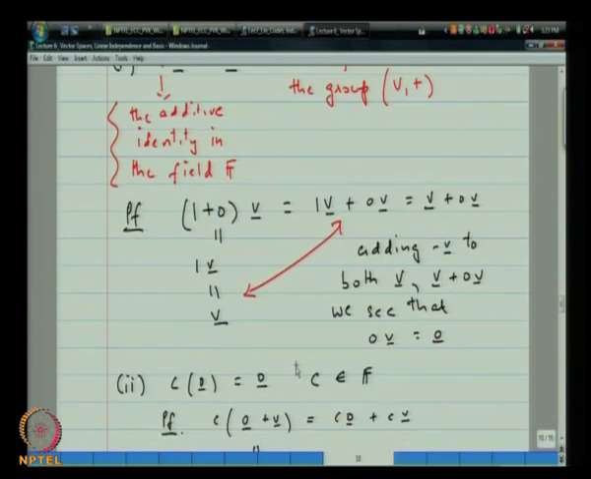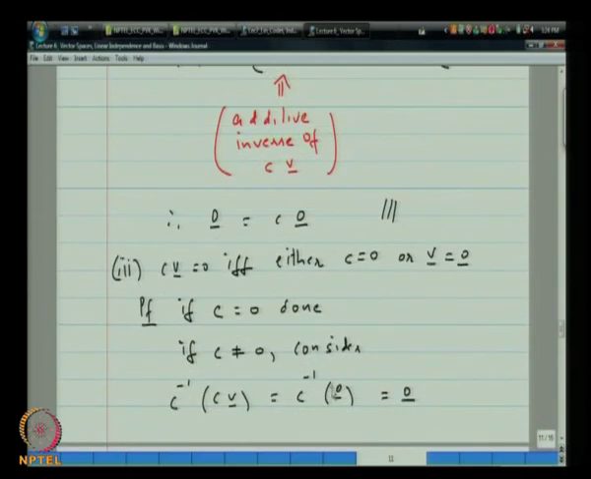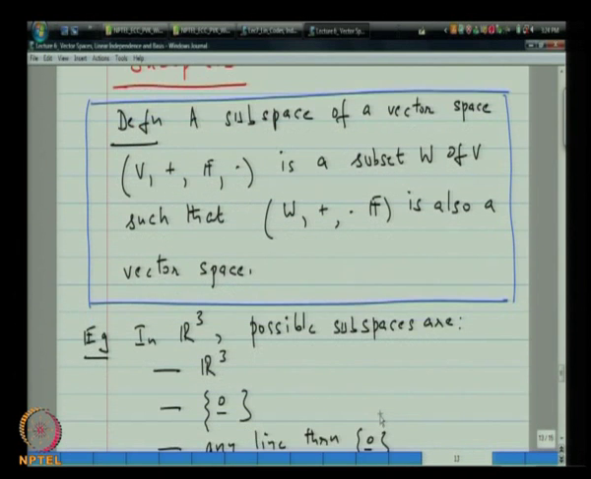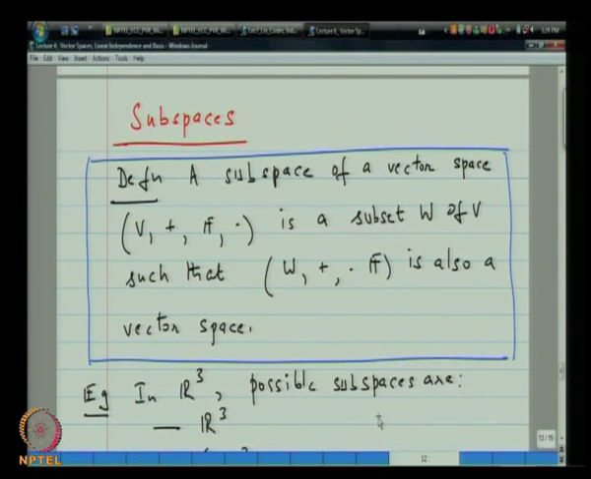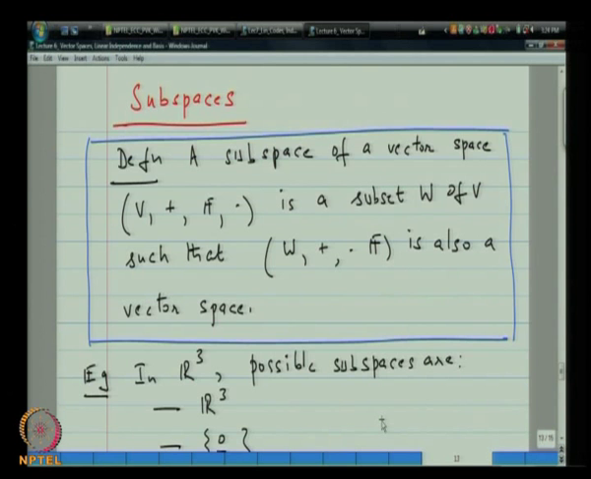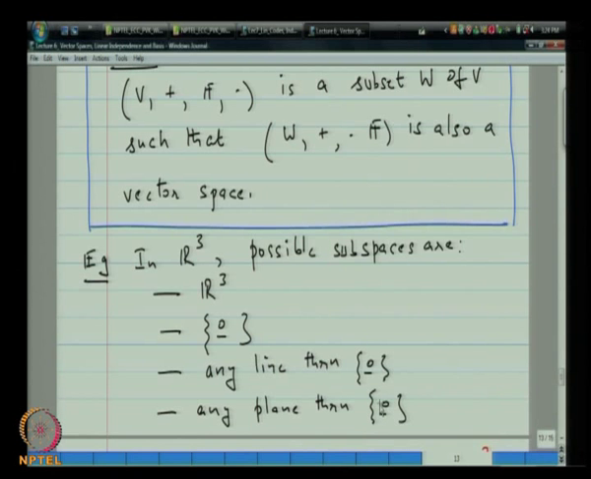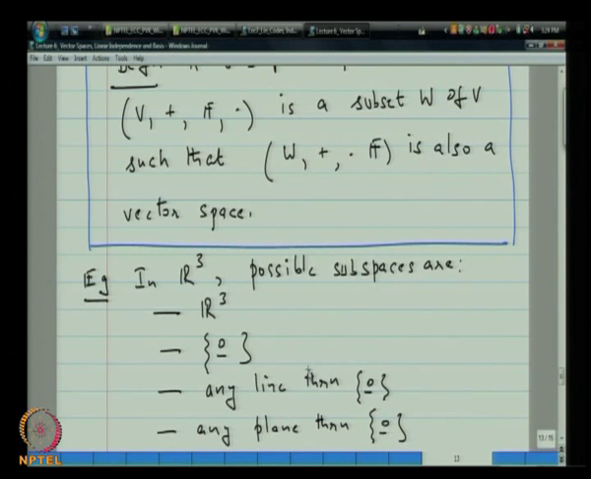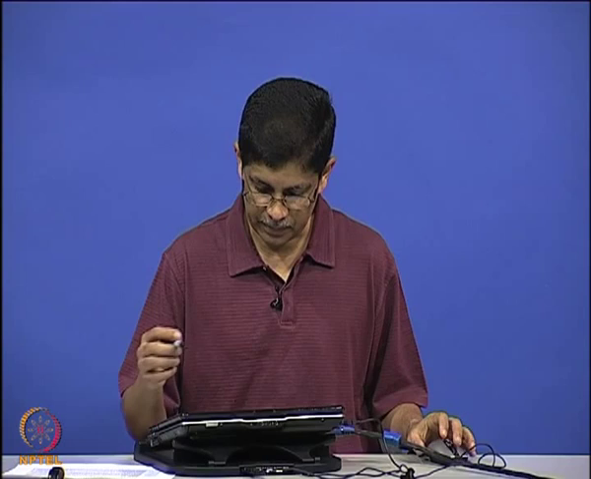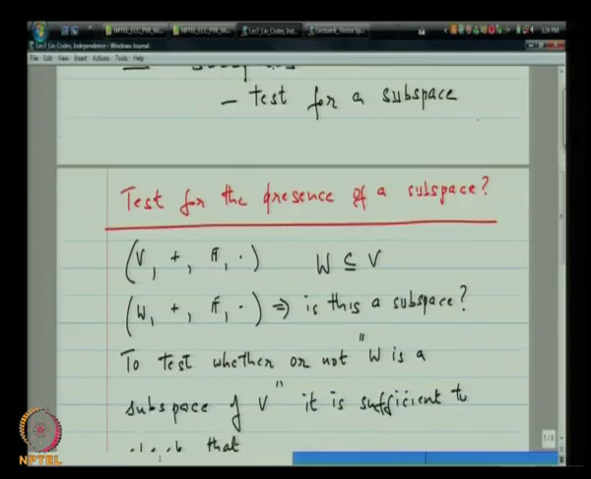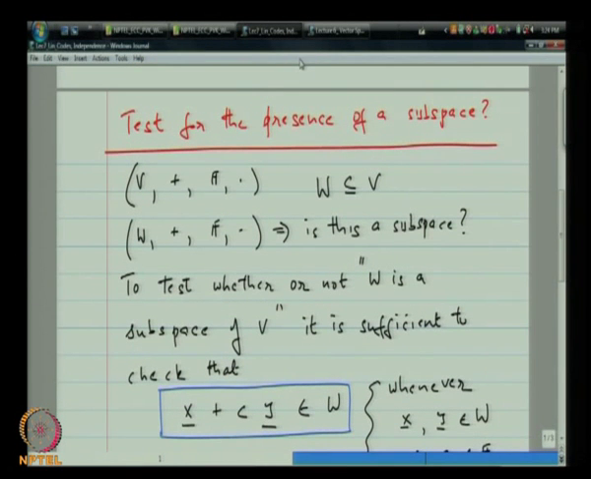Derived properties. Then we talked about subspaces, and I defined what is meant by a subspace. So, a subspace is a subset that by itself is also a vector space, and we looked at examples of subspaces. Now, it is possible that towards the end of the last lecture there may have been a somewhat abrupt cutoff. So, I am going to pick up from this point onwards, and we will talk about the test for the presence of a subspace.